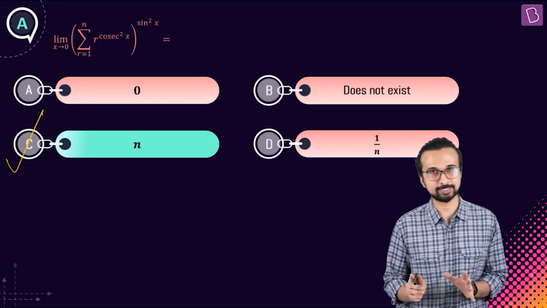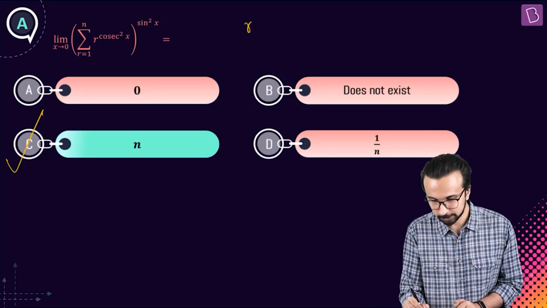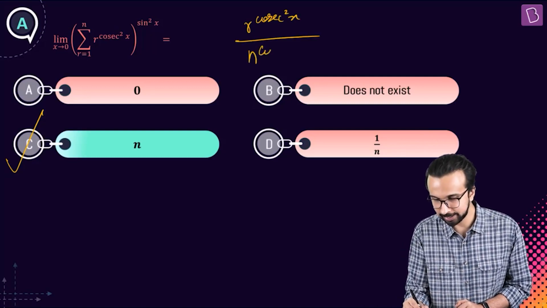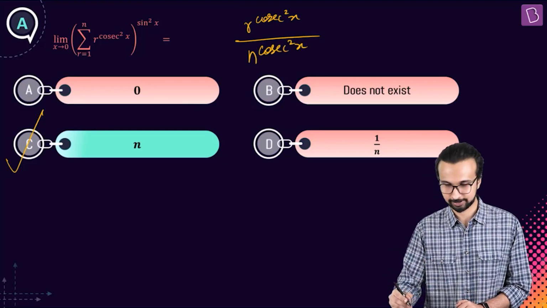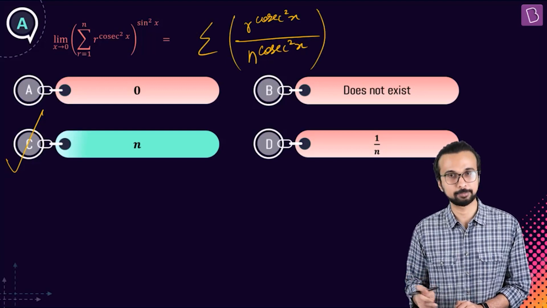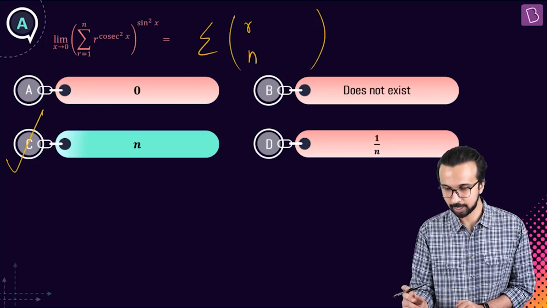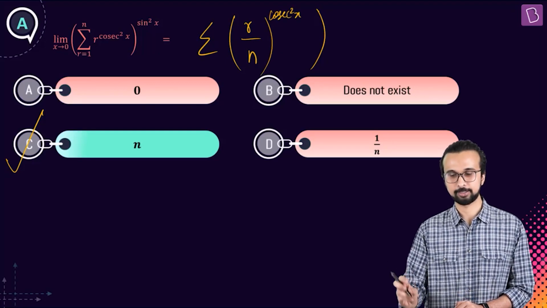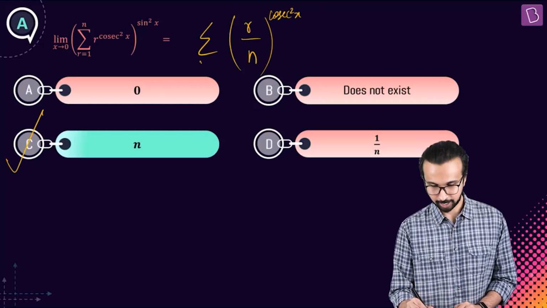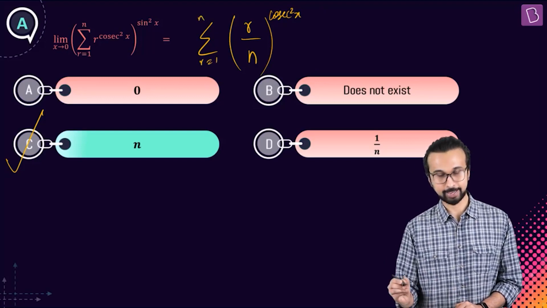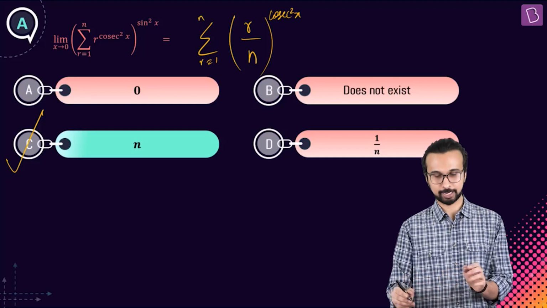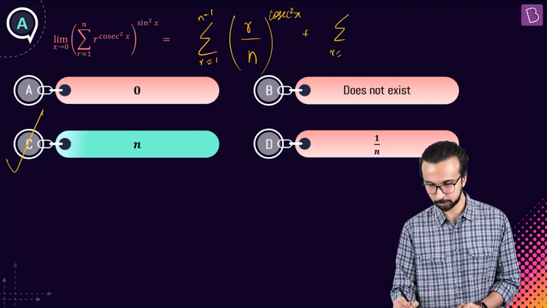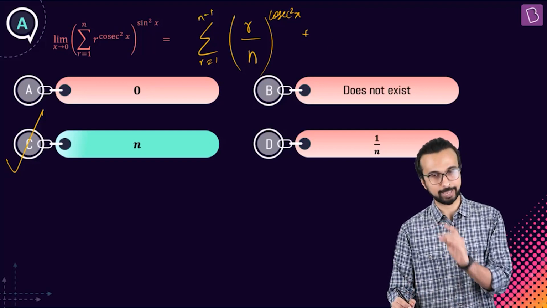The key is, what were the steps involved? You saw all these r cosec square x's, right? I divided by n cosec square x. So this is what you summed, n power cosec square x. So it became r by n raised to cosec square x. Here r goes from 1 to n. But we'll break it into two parts: till n minus 1, and the other will be sigma r equal to n. That is the last part.